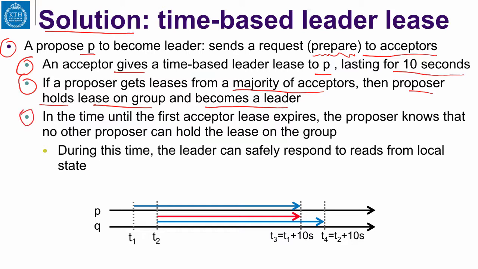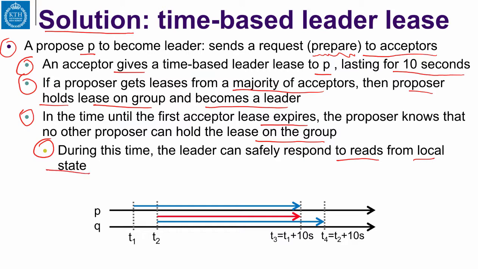So in the time until the first acceptor lease expires, the proposer knows that no other proposer can hold a lease on that group. So the proposer knows he's a leader, and it cannot be the case that there are any other leaders. So during this time, the leader can do any operations that do not need to change the state. For example, respond to reads from a local state.